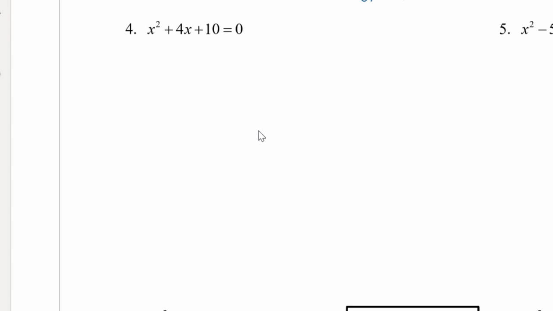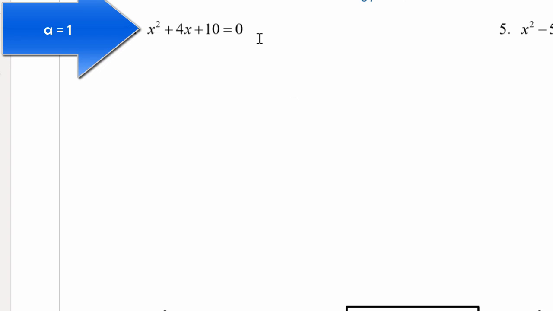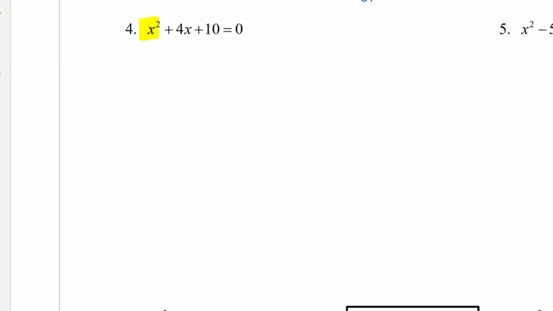So in this video, we continue our work with solving quadratic equations using the completing the square method. And so we're going to go right to example number 4. We have x squared plus 4x plus 10 equals 0. So again, your first step, check that a, that leading coefficient, has to be 1. And it is. So good. We checked it. So a equals 1.